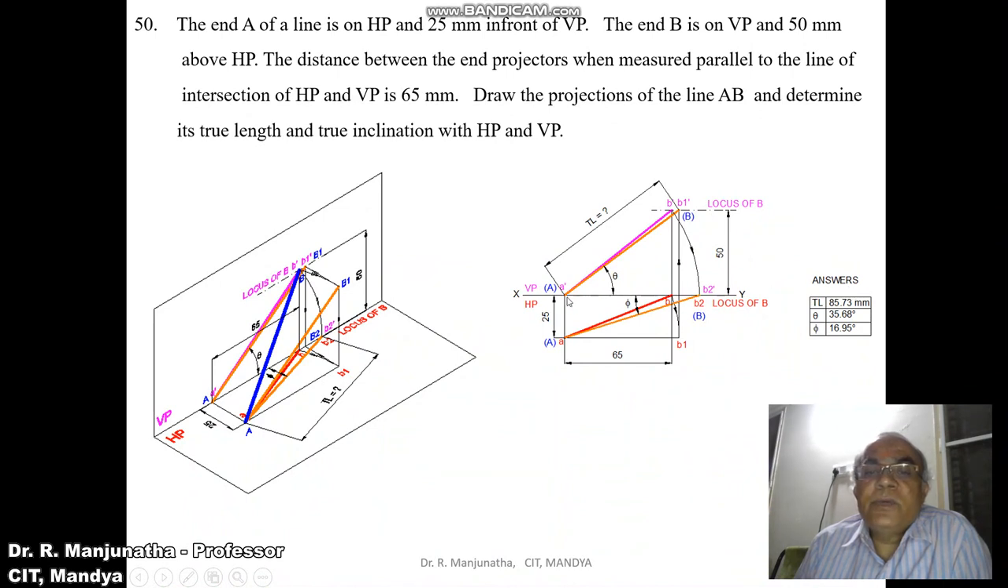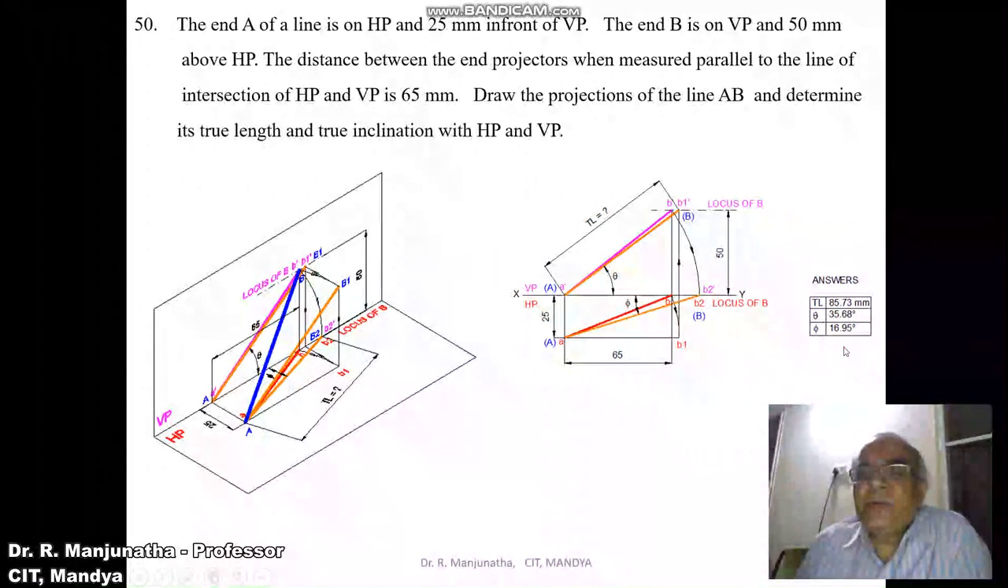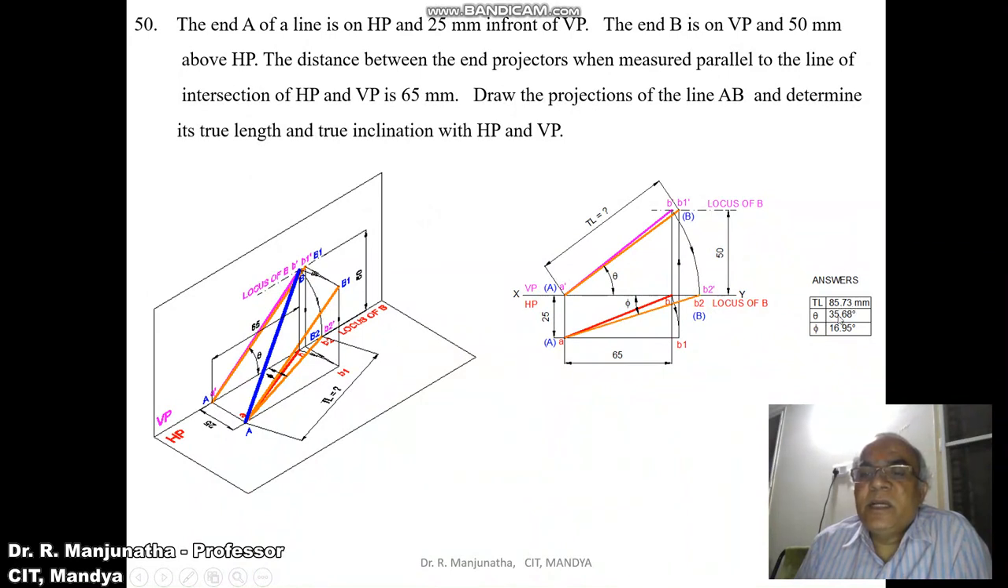Then in the answer, by using the scale, you measure the true length here, which is A dash B1 dash, which is 86 mm. And by using the protractor, you measure the true inclination with respect to HP, which is theta, equal to 36 degrees. And with B2 as center, you measure the true inclination with respect to VP, which is phi, equal to 17 degrees. But when you are doing it in the computer, the true length will be 85.73, theta will be 35.68 degrees, and phi will be equal to 16.95. So this is how we will be able to solve the problem in the sketchbook.